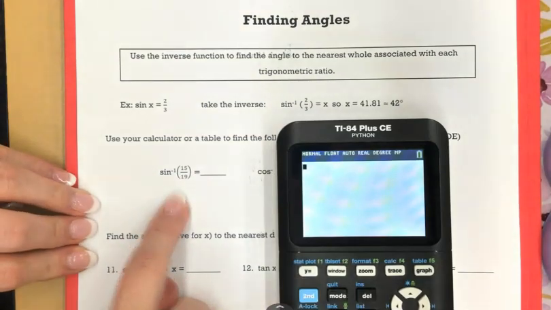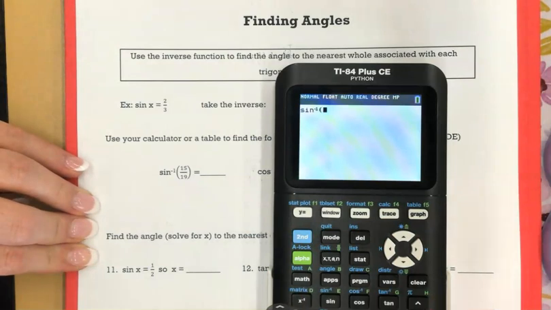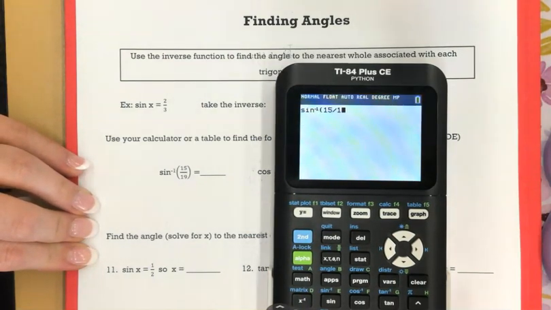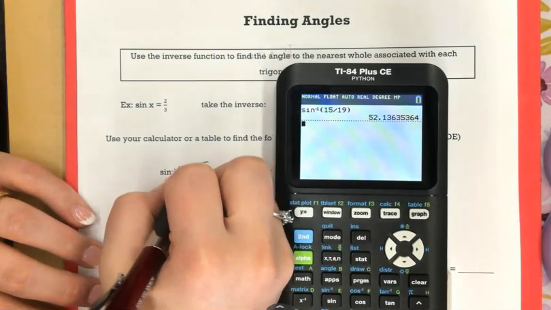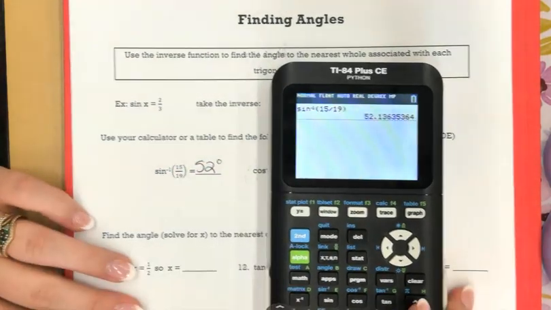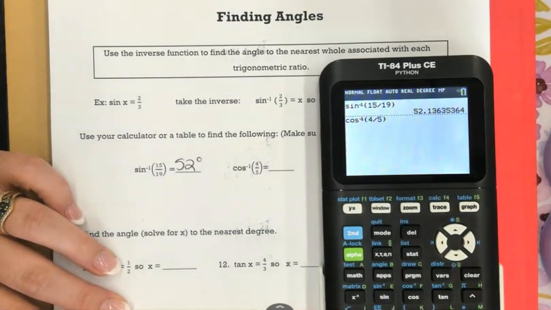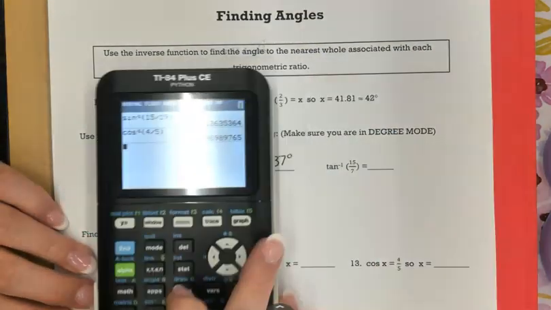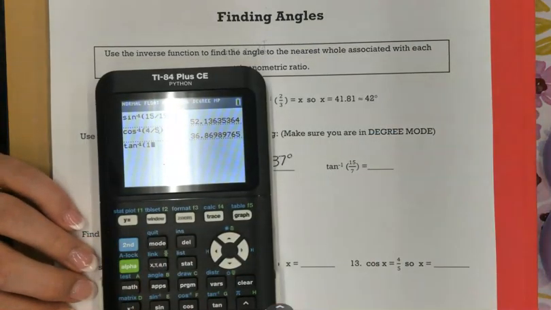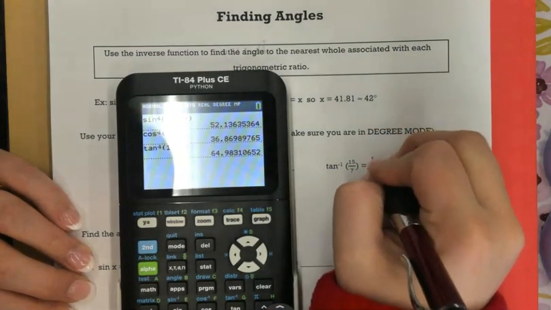So we're going to do just these remaining problems rather quickly just to practice finding missing angles. So first we're going to look for inverse sine of 15/19. Again, make sure your calculator is in degree mode. So inverse sine 15/19. And rounding to the nearest whole degree, that is 52. Inverse cosine of 4/5. Rounding to the nearest degree, that is 37. And then lastly, inverse tangent of 15/7 gives me about 65 degrees.